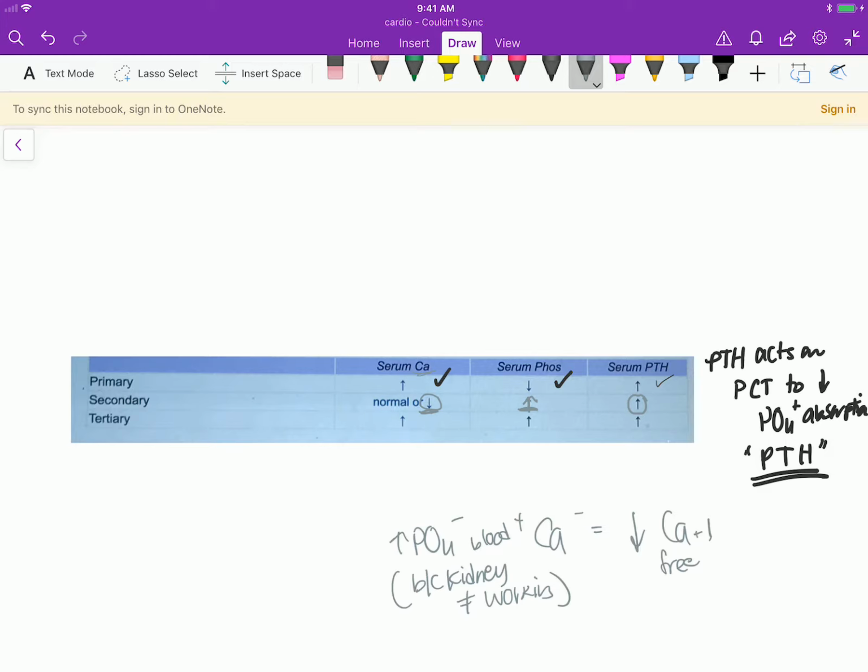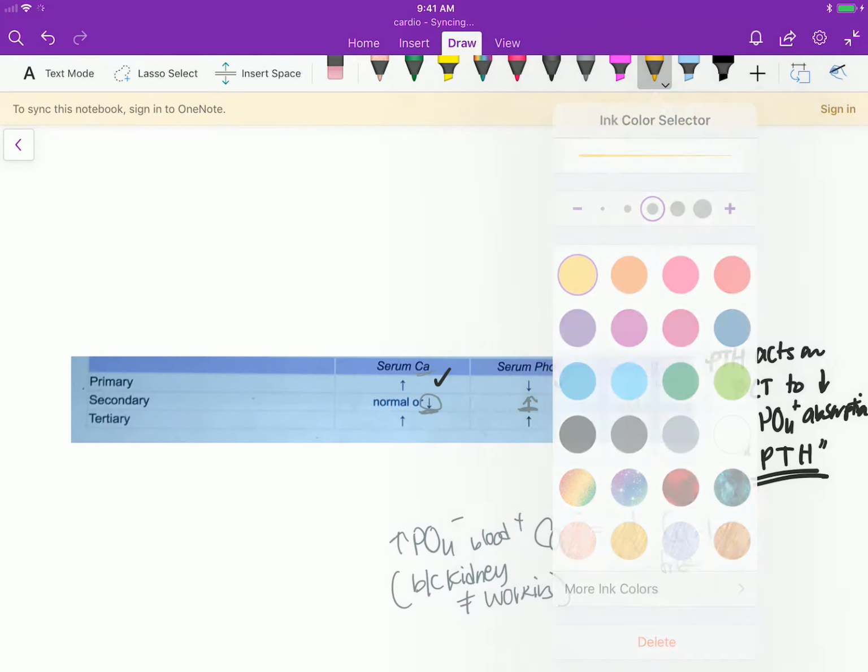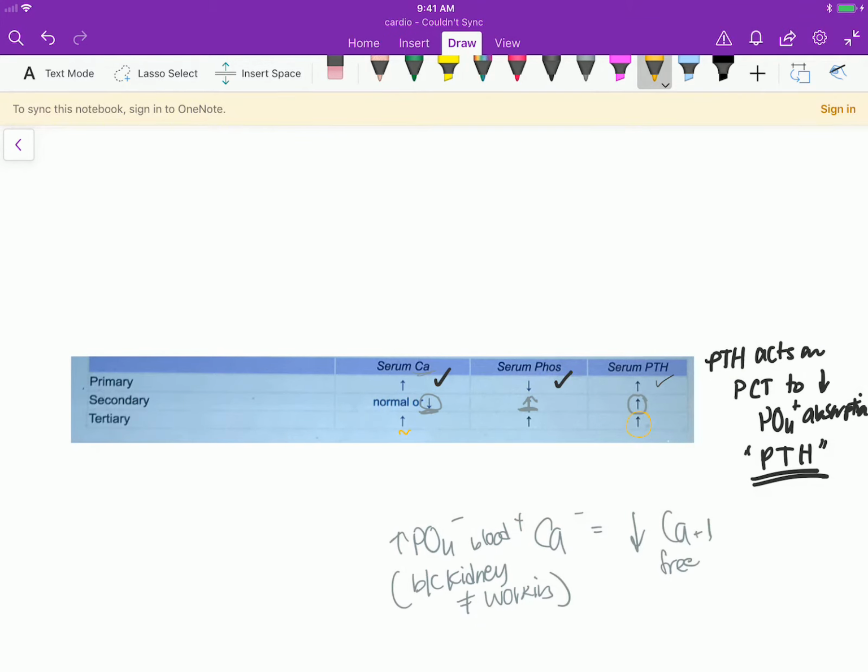And then tertiary is generally when you have some kind of a problem, like a chronic disease, like a chronic renal disease, and you have an autonomous hyperparathyroidism. So that means that you have increased PTH. Your calcium is going to increase, but not that much. And obviously, you also have increased phosphate. So it's like when all of these things are pretty much out of sync.